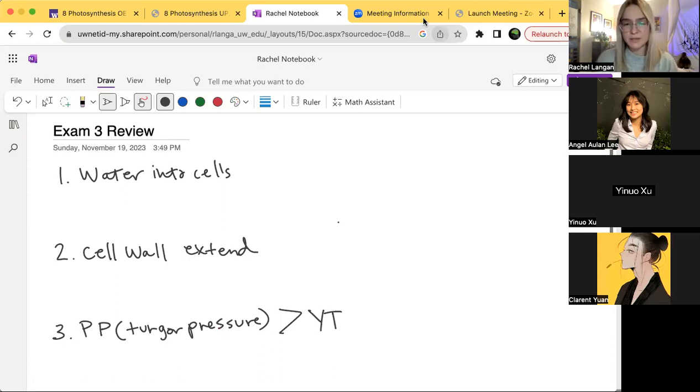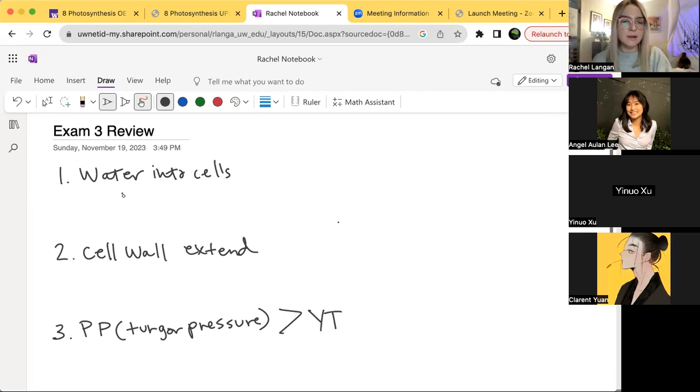And her example of that was if you blow up a balloon, when you first blow it up, it might not expand the actual rubber part, and then you blow harder and all of a sudden it expands. So that kind of represents the yield pressure. You can have water going in and the cell wall increasing its extensibility, but if you're below that yield threshold, you're not going to extend at all. So those are the three things required for a plant cell to elongate.